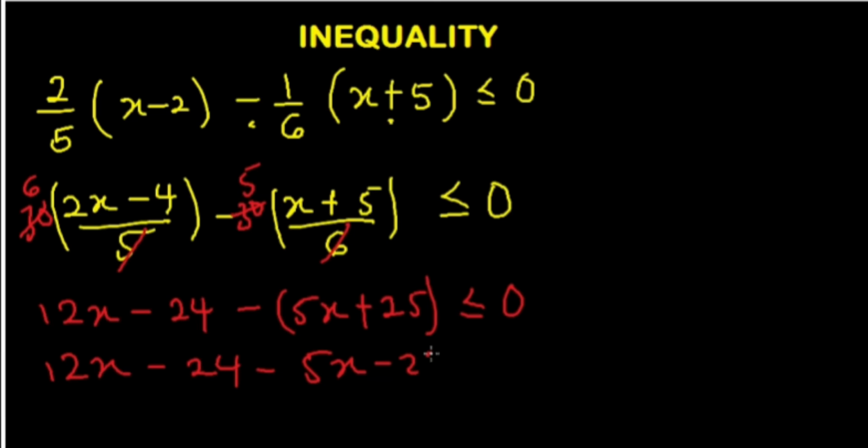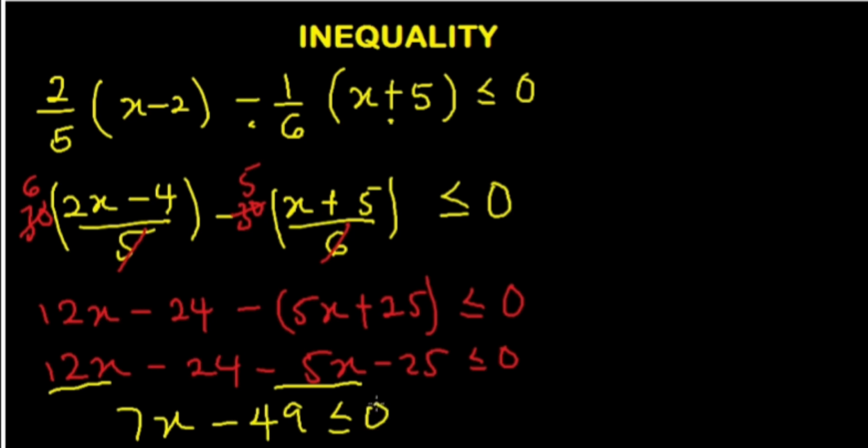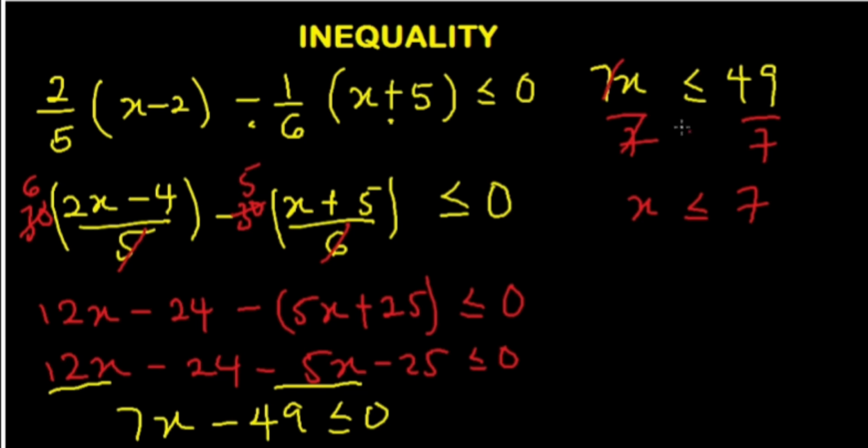Okay, in that case, 12x minus 5x is 7x, minus 24 minus 25, that is minus 49, less or equal to 0. In that case, I'll add 49 to both sides, so I'll have 7x less than or equal to 49. So multiply both sides by 1 over 7. I will have x is less than or equal to 7. That will be my final answer for this expression.